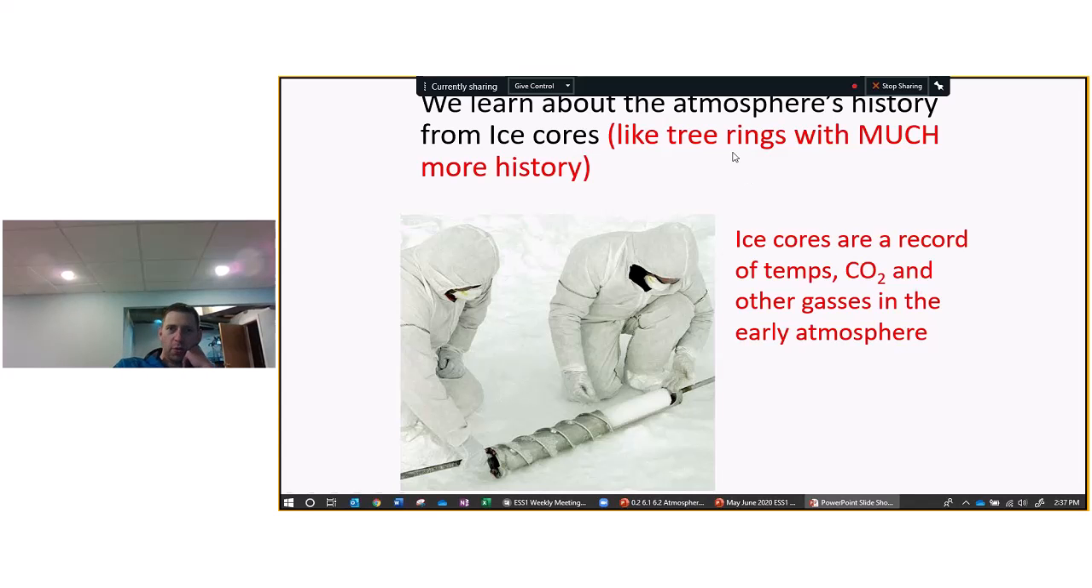Very similar to what we just saw with the tree rings, but imagine that that tree ring went back 200,000 years, and we could learn about, was there a drought? Was there a wet year? Was there a time when there was a lot of CO2 in the atmosphere, meaning it was warm? And we do that by basically drilling into ancient ice down in Antarctica.